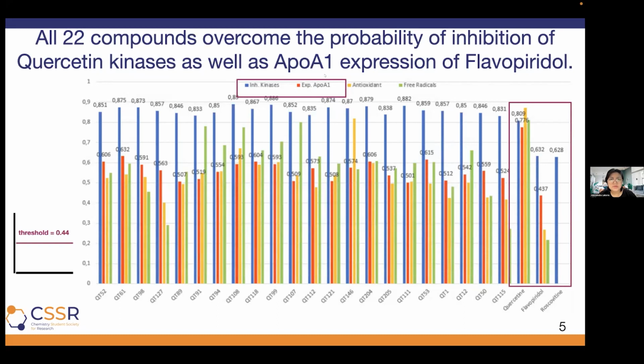Here I show you a graph where we can see the activity criteria we use: the inhibition of kinases and also the expression of the ApoA1 gene that is related to Alzheimer's have proven to be good for all the 22 compounds, and they overcome a threshold of 0.44. And also we present you the values for the drugs of reference in the right part.